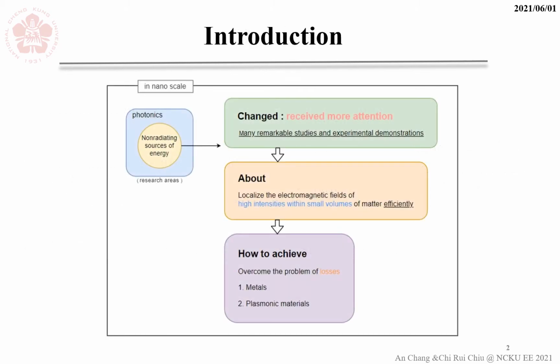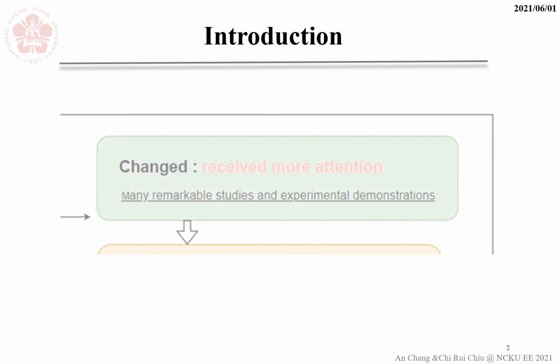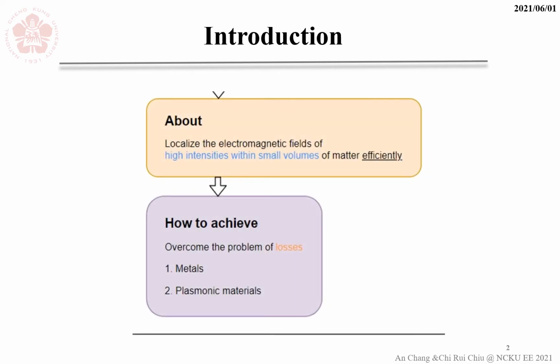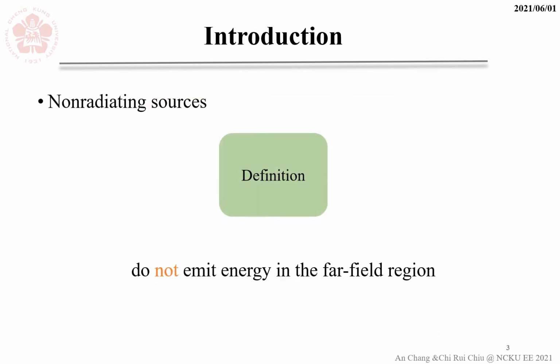At the nanoscale, photonics plays an important role. In the photonic research area, non-radiating sources of energy have received more attention in recent years. Many remarkable studies are talking about localizing electromagnetic fields of high intensity within small volumes of matter efficiently, and we can overcome the problems of loss in metals and plasmonic materials. So, what is a non-radiating source? It means sources which do not emit energy in the far-field region.